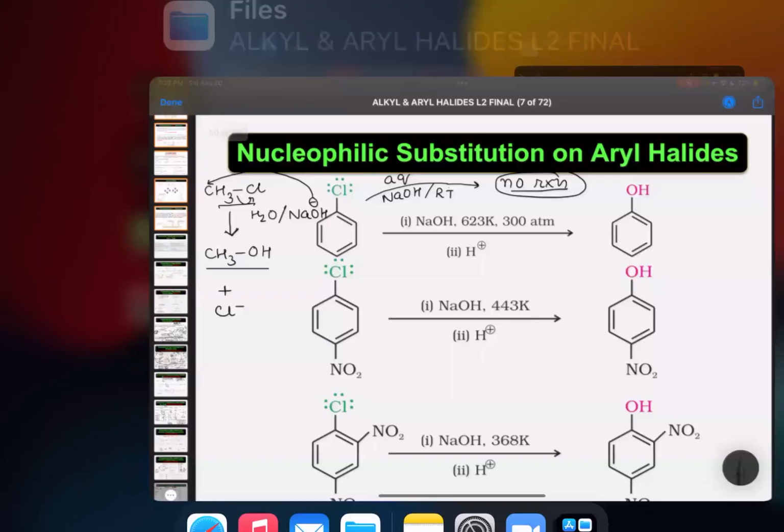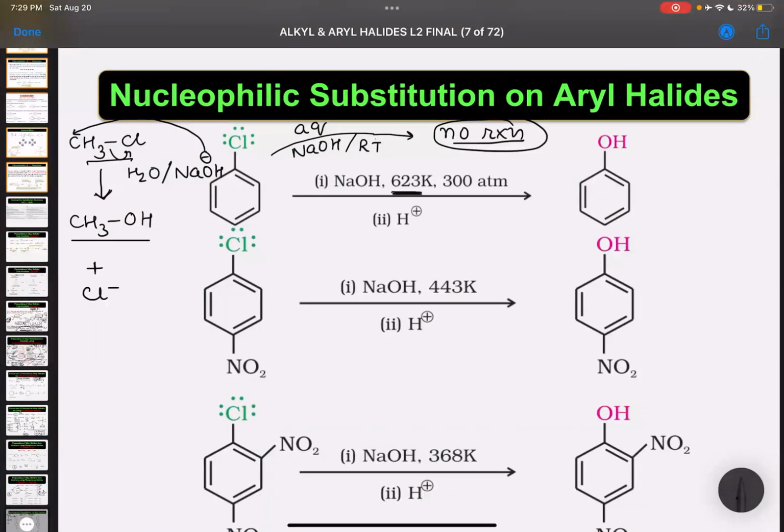So you need to take high temperature, and high pressure also. Look at the conditions here: 350 degrees Celsius, 300 atmospheres. Sometimes it is written that you take molten NaOH. It will be very reactive. Simply by putting NaOH in water, normal NaOH will not make this reaction happen. You need very strong, vigorous conditions.